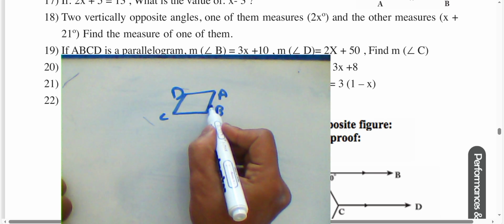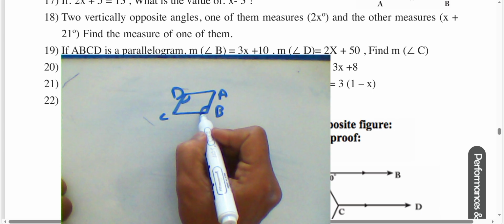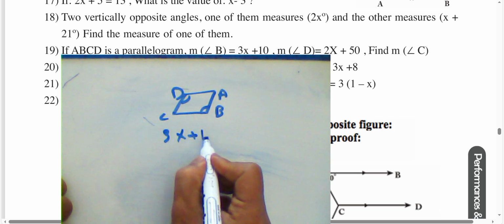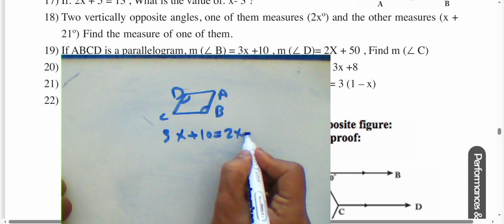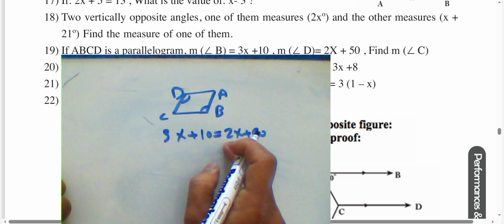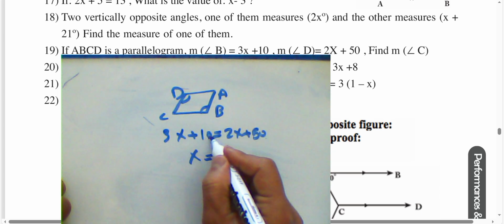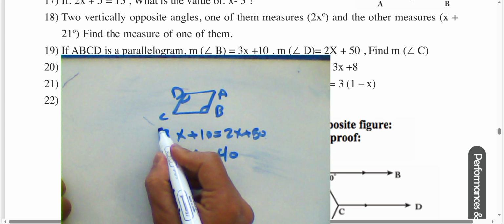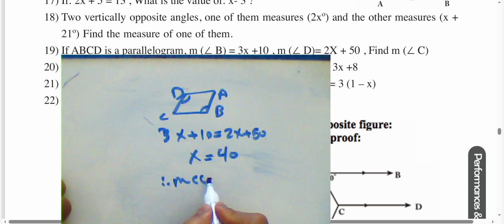He gives me angle B and angle D. They are equivalent. Then 3x plus 10 equals 2x plus 50. 3x minus 2x equals x, and 50 minus 10 is 40. So x will be 40. He wants to find the measure of angle C.